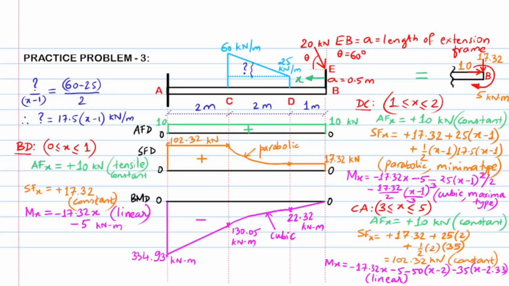Here, a constant axial resistive force of tensile nature acts throughout the beam length at all sections with a value of 10 kilonewtons. The maximum shear force is found to be 102.32 kilonewtons and acts over a part including the fixed end of the cantilever beam. The bending moment has a maximum value of 334.93 kilonewton meter, which is also seen to act at the fixed end.